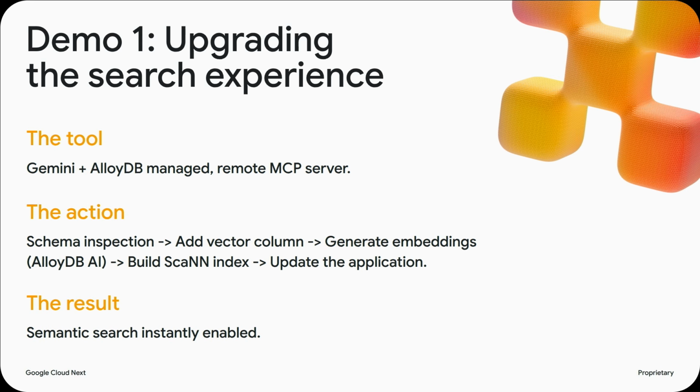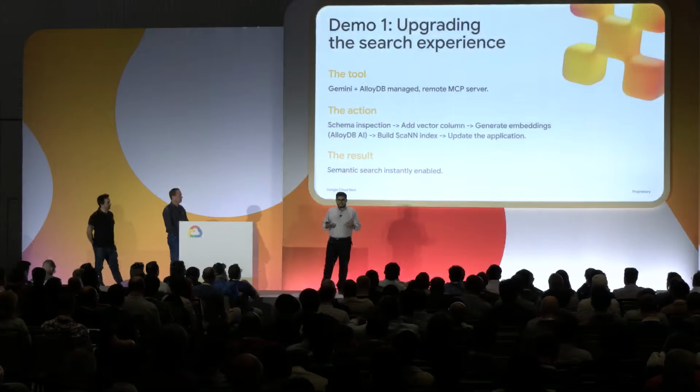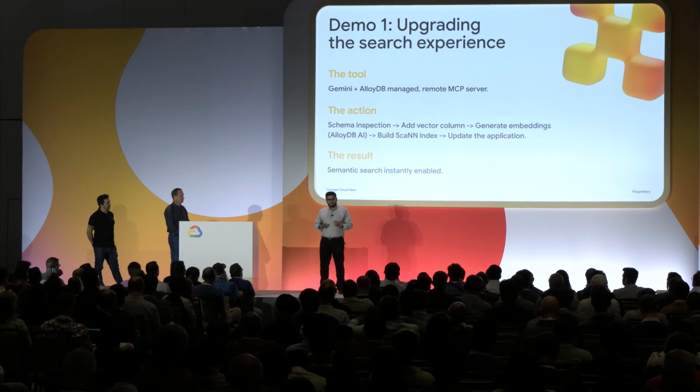And we are going to have Gemini interact with AlloyDB using our managed remote MCP server endpoint. We'll talk about all of these things in more detail later, but let's keep going forward. The way that the agent is going to go about it is, we will tell the agent that we want to introduce semantic search. Then the agent will go and inspect the existing database and table schema.